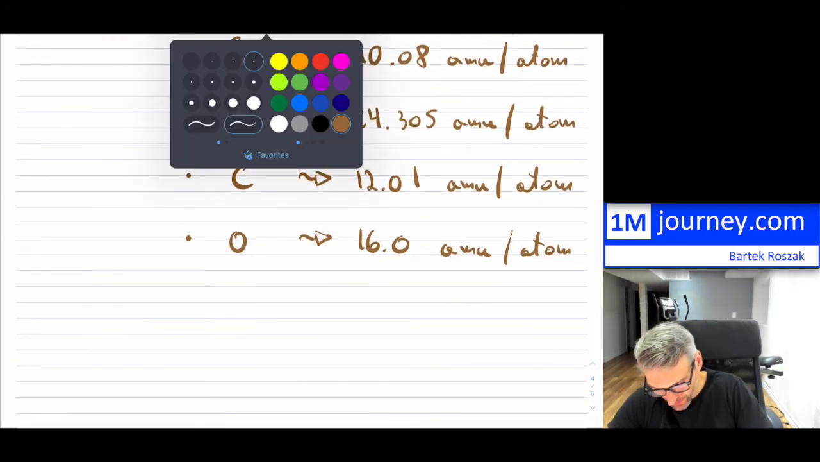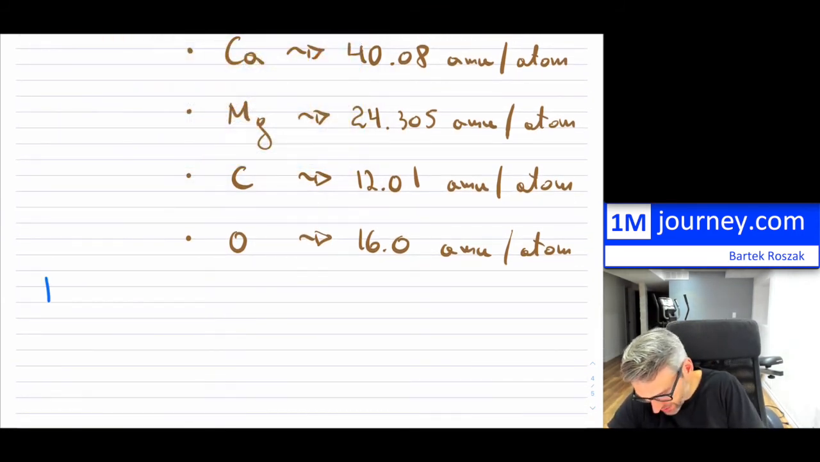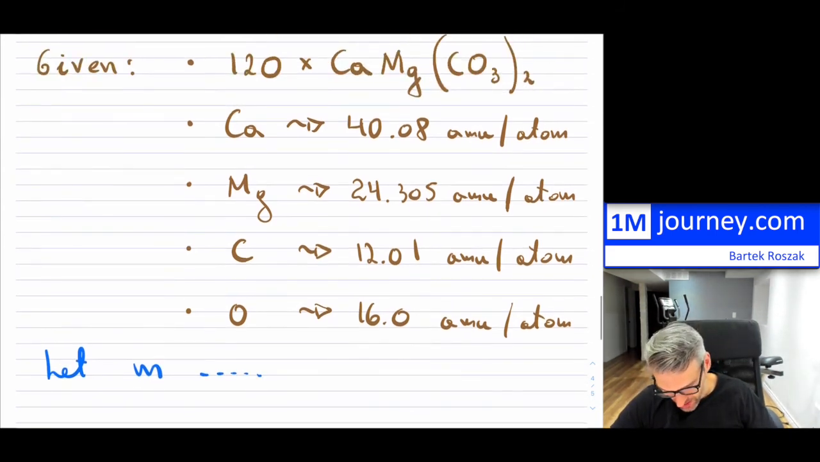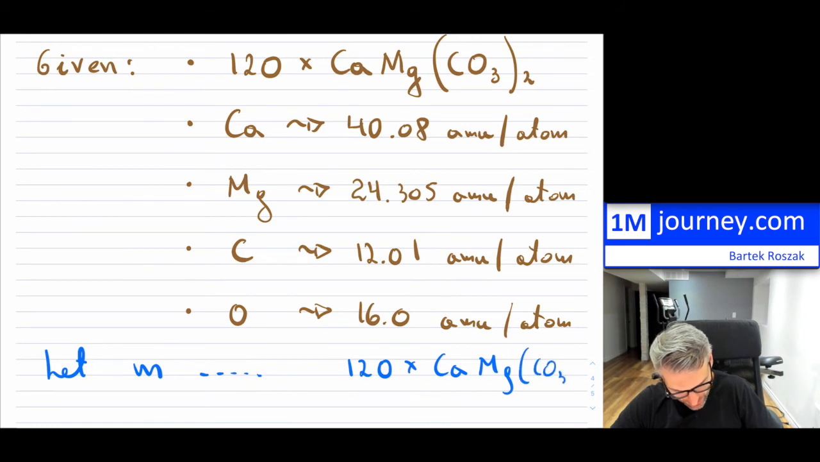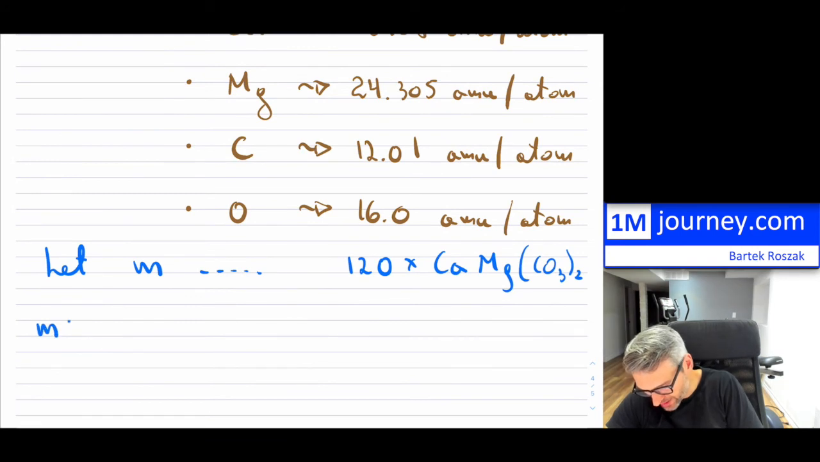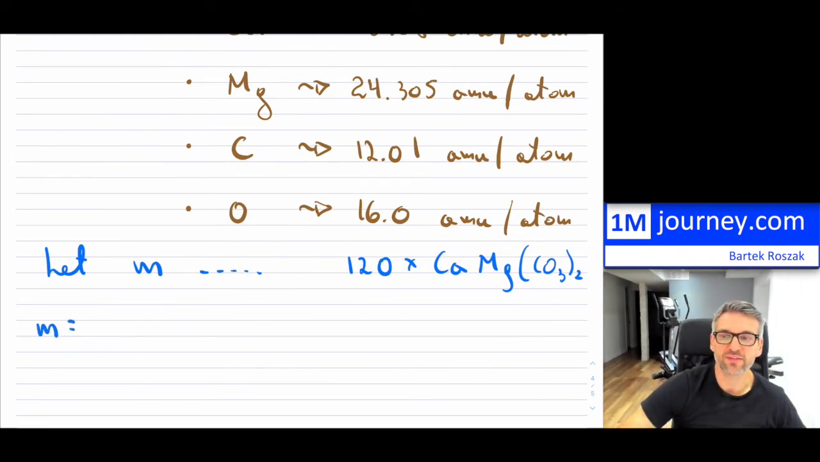Now, again, so you can do your definition. So let M, okay, I'll let you complete this. So let M be the mass. Now, what is the mass of? It's the mass of 120 of these. So you can write that in here. And now you can try to set it up. So how would we set this up?